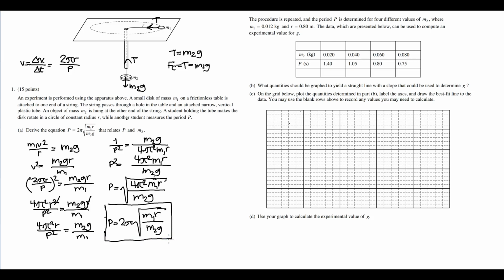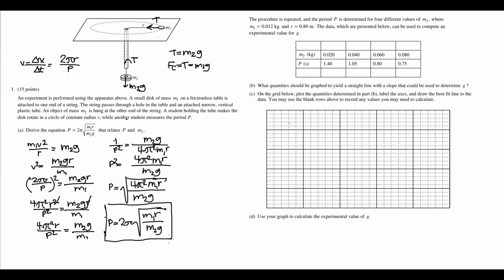So the procedure is repeated, and the period P is determined for 4 different values of M2, where M1 is a constant 0.012 kilograms, and R is 0.80 meters. So the data, which are presented below, can be used to compute an experimental value for G. So what values should be graphed to yield a straight line with a slope that could be used to measure G? All right, so let's look at our period formula. Let's see if we can form a linear equation where G could be represented in the slope.